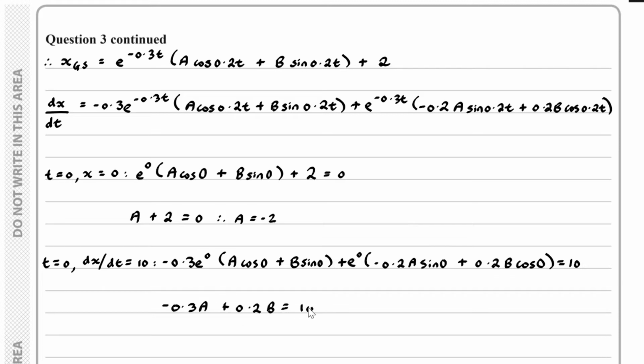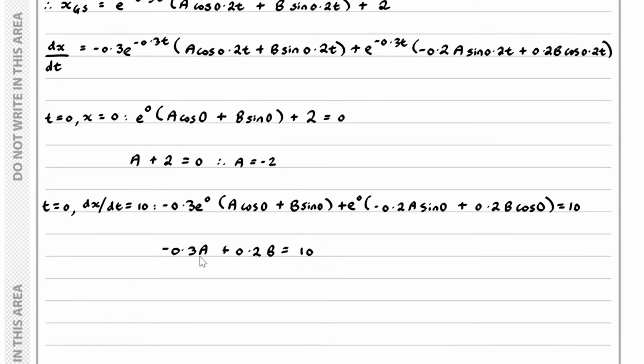And this is equal to 10. And we already know what a is, that's minus 2. So we've got minus 0.3 times minus 2, which is positive 0.6. And then we add on the 0.2b. This is equal to 10. So 0.2b, that's equal to 9.4. b, that's equal to 47.